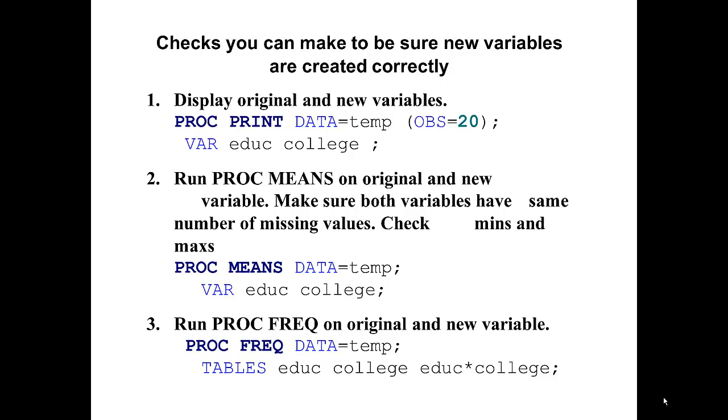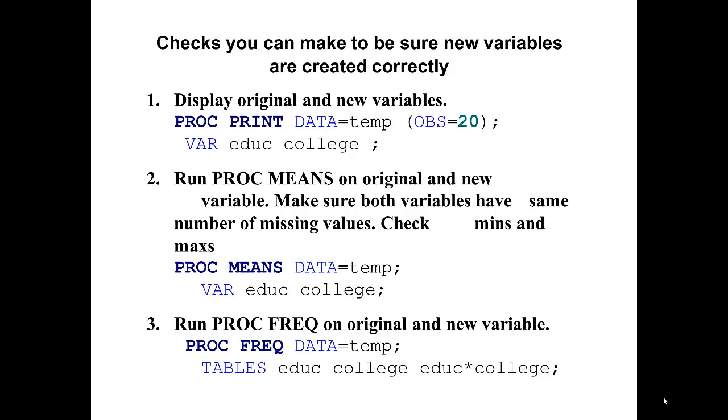You want to check to make sure that the new variables you created are appropriate. And so some of the ways that I recommend checking to make sure that the new variables are created correctly are, first of all, to display the original and the new variables. So if the original variable EDUC was missing, you would expect that the new variable you created from that variable EDUC, college, is also missing.